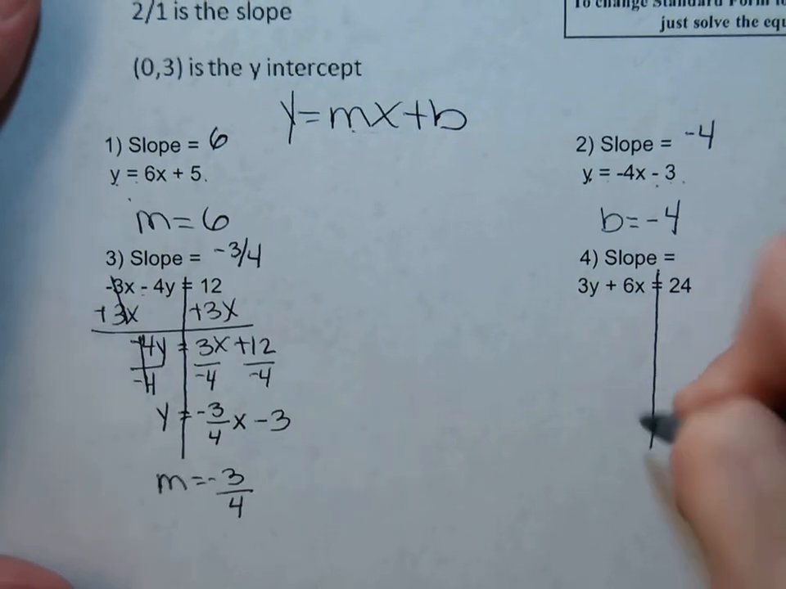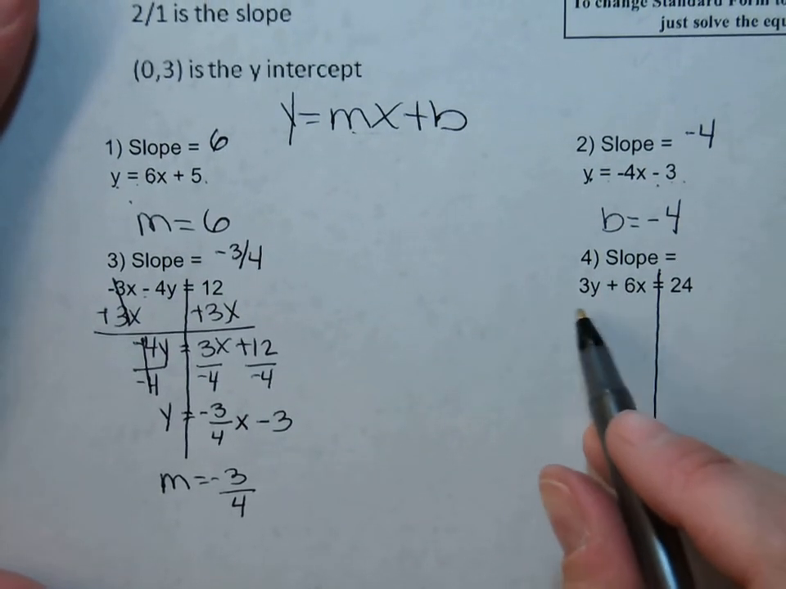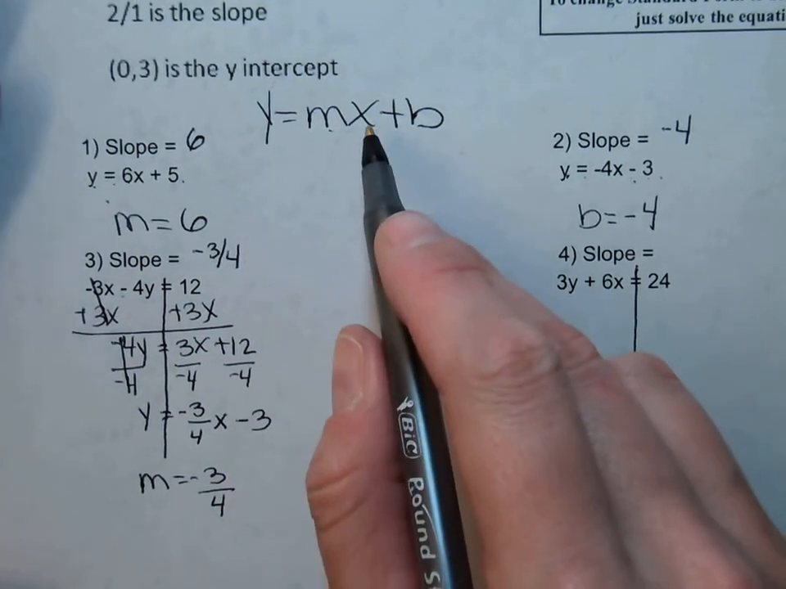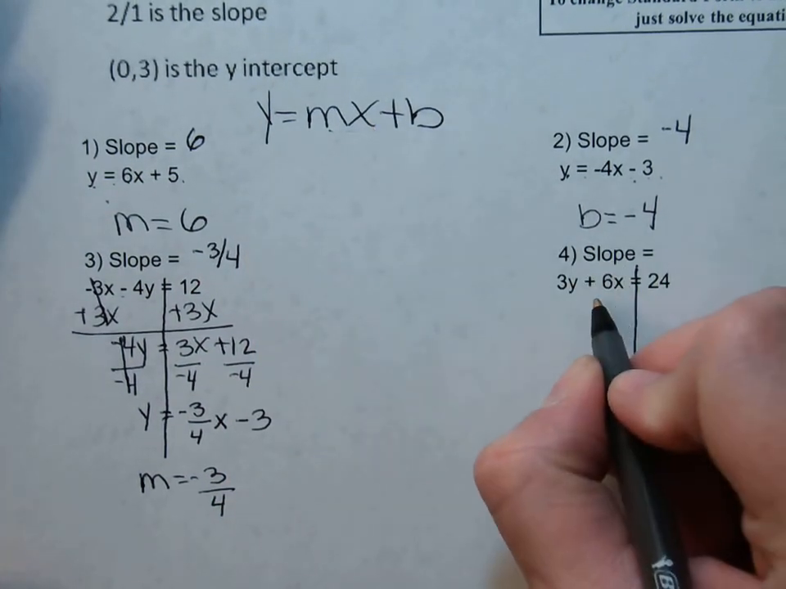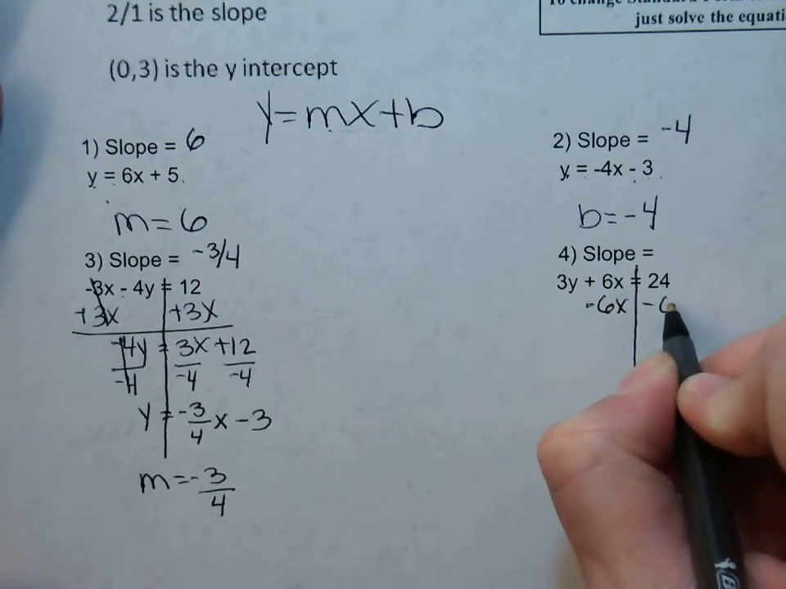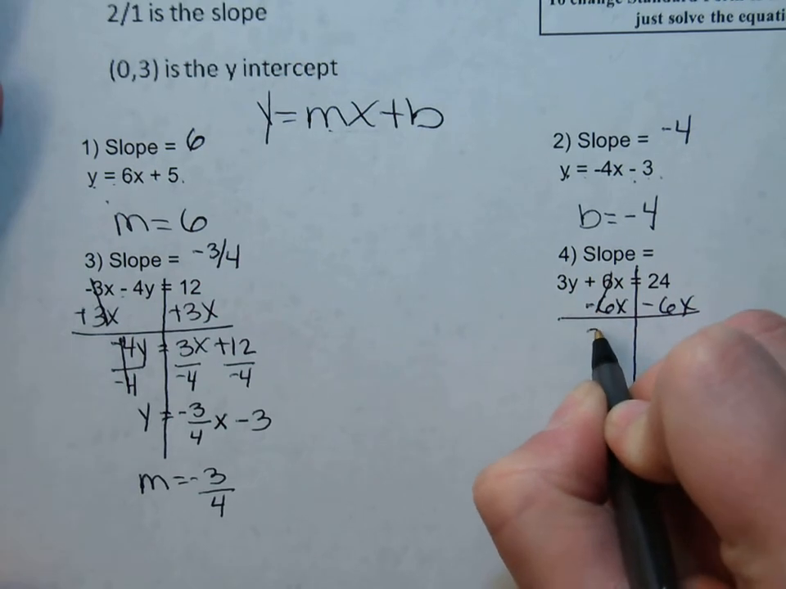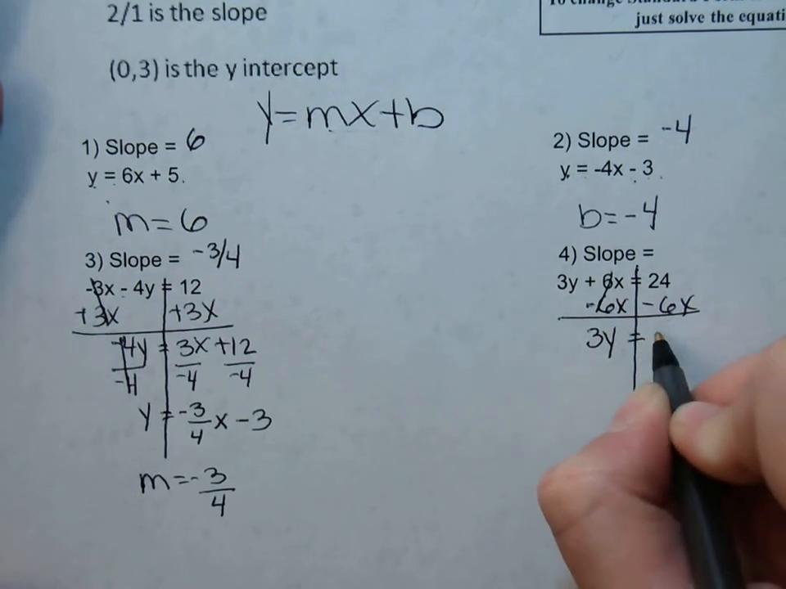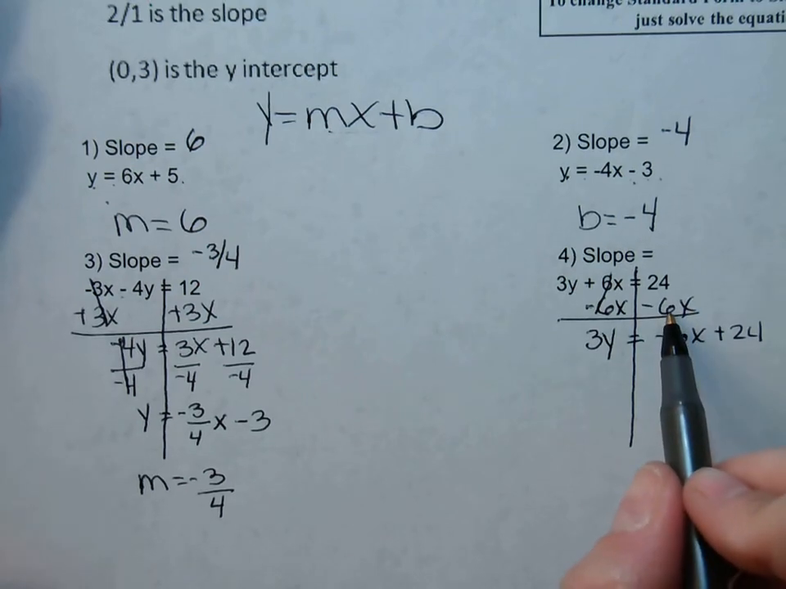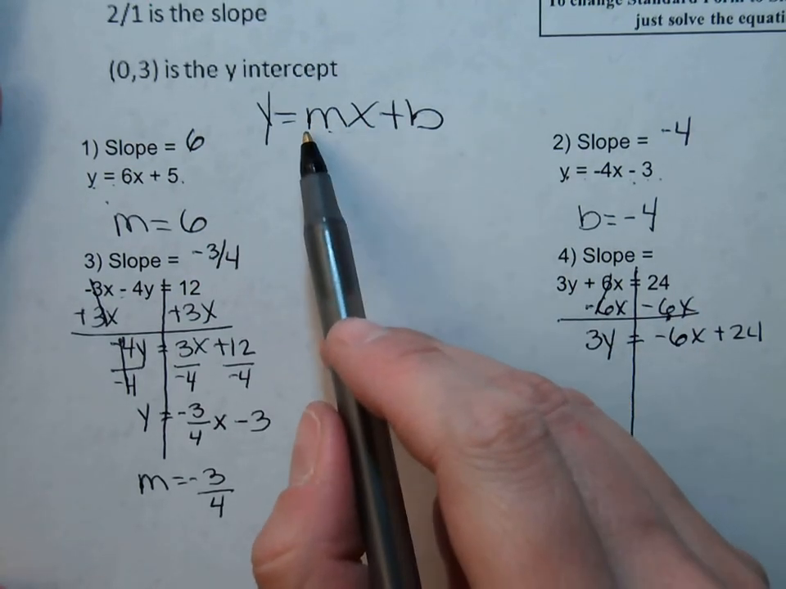Last example. Again, this is not in slope-intercept form. This is in standard form, so we need to solve for y to make it look like slope-intercept form. So the first thing we're going to do is subtract 6x, since that's a positive 6x on both sides. And that leaves me with 3y equals negative 6x plus 24. Again, we put the negative 6x first because we want it to mirror this.